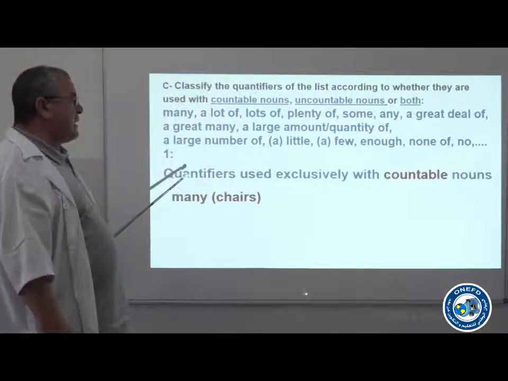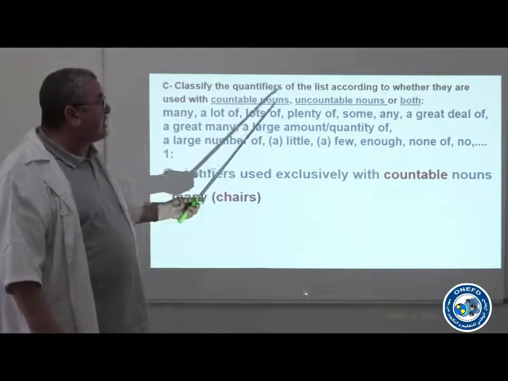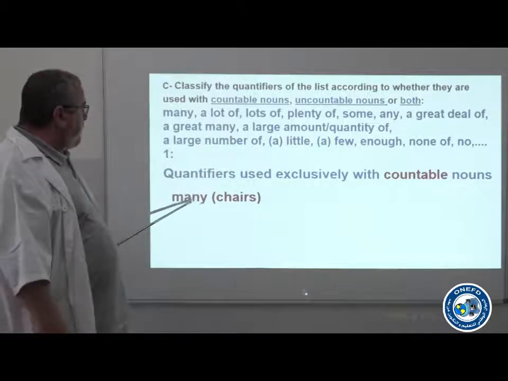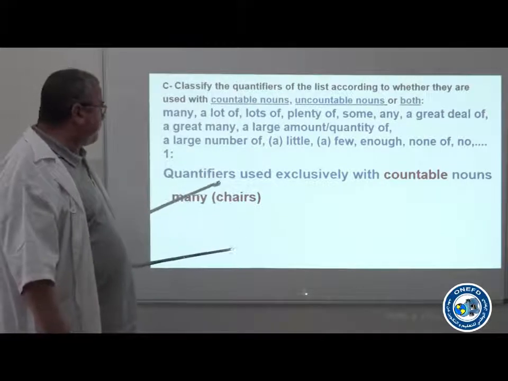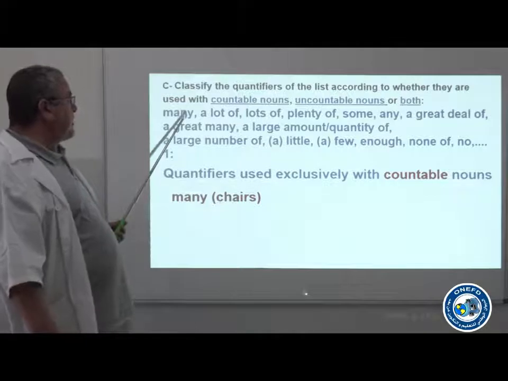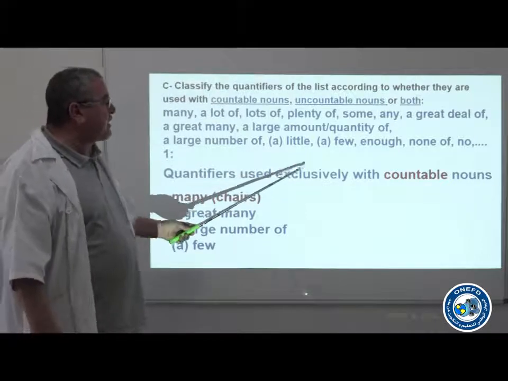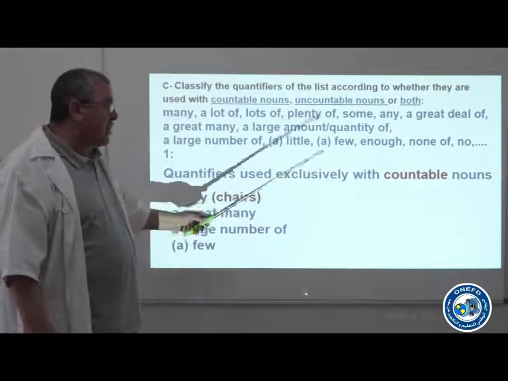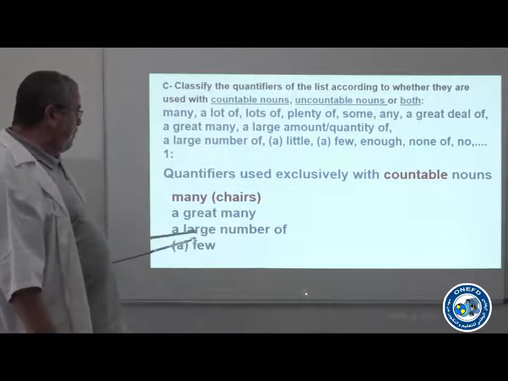So first, let's see the quantifiers that are used exclusively with countable nouns. That is, quantifiers in this list that we can use only with countable nouns. Many chairs, for example. We can count chairs. What other quantifiers in this list can be used with chairs? Can we say a lot of chairs? Of course we can say a lot of chairs, but it's not exclusive. We are talking about quantifiers that are used exclusively, only with countable nouns. So many, a great many, a large number of, and few or a few.